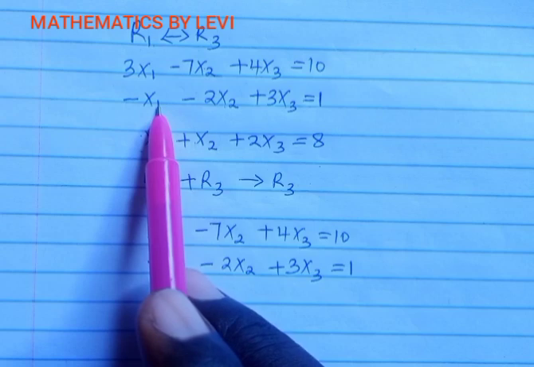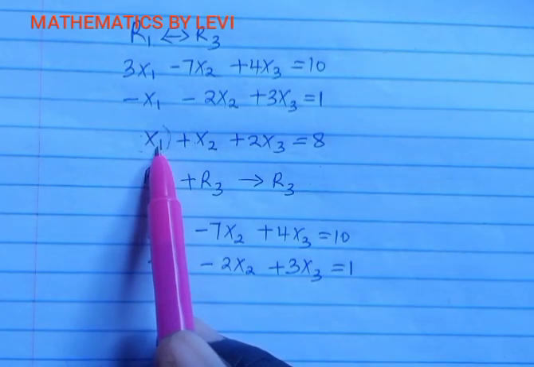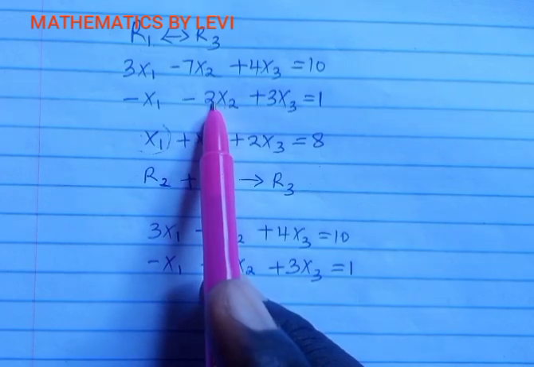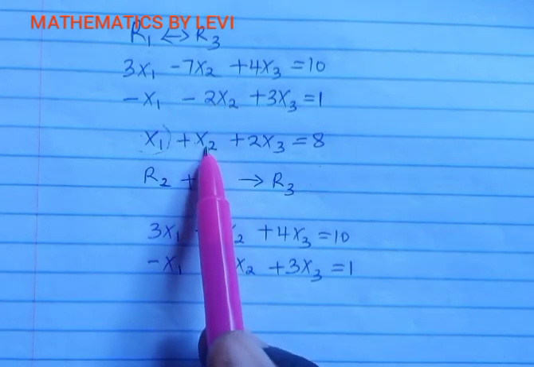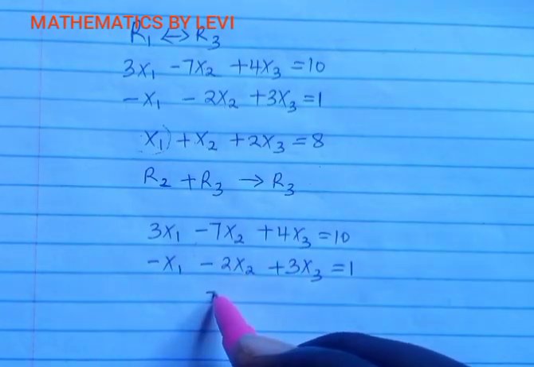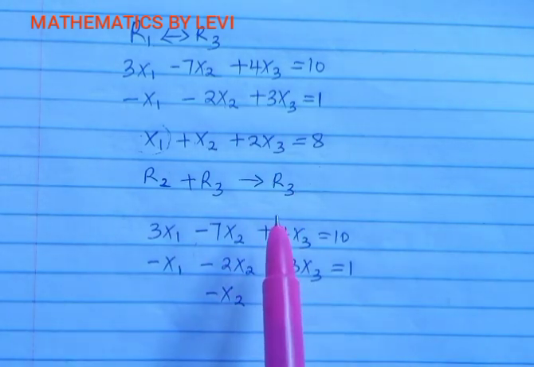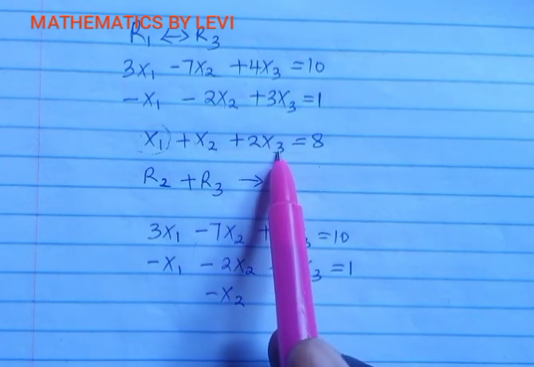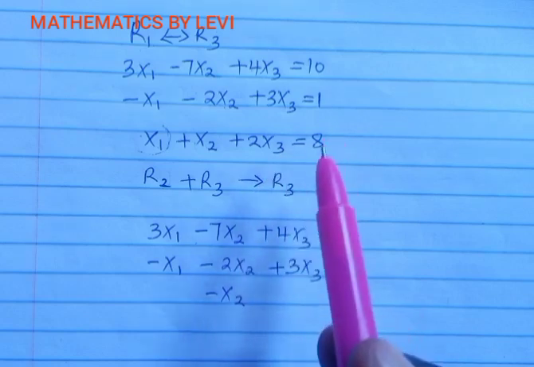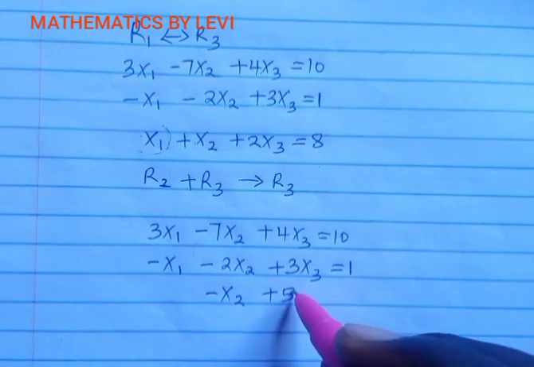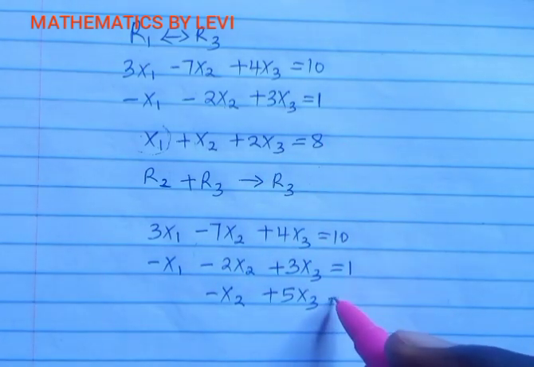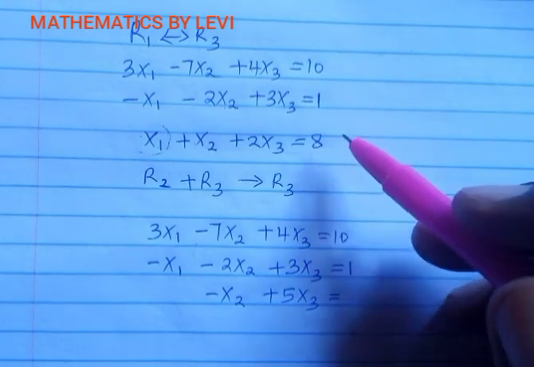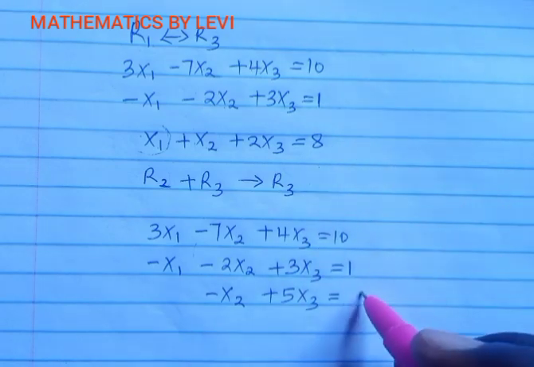So we have negative x1 plus x1, we shall get 0. Then we have negative 2x2 plus x2, we shall get negative x2. Then we have 3x3 plus 2x3, that means we shall have positive 5x3 equals to 1 plus 9. Not 1 plus 9, but 1 plus 8 is 9.